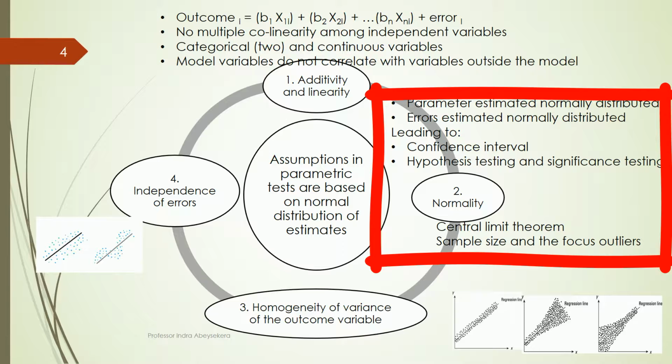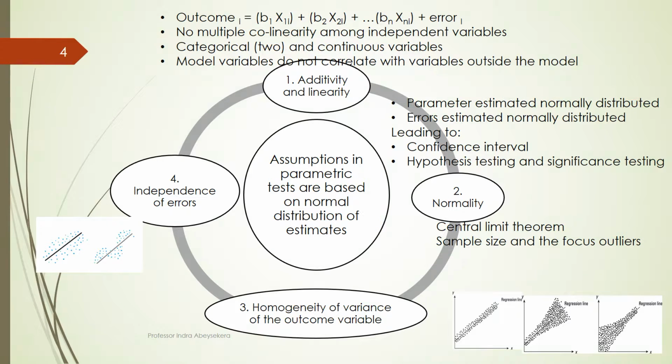So for the estimation of the parameters and of the errors to be normally distributed, the importance of that decreases as the sample size increases, going with the central limit theorem, because then the sample tends to represent the population. In such situations, our focus should be on the outliers in our sample.